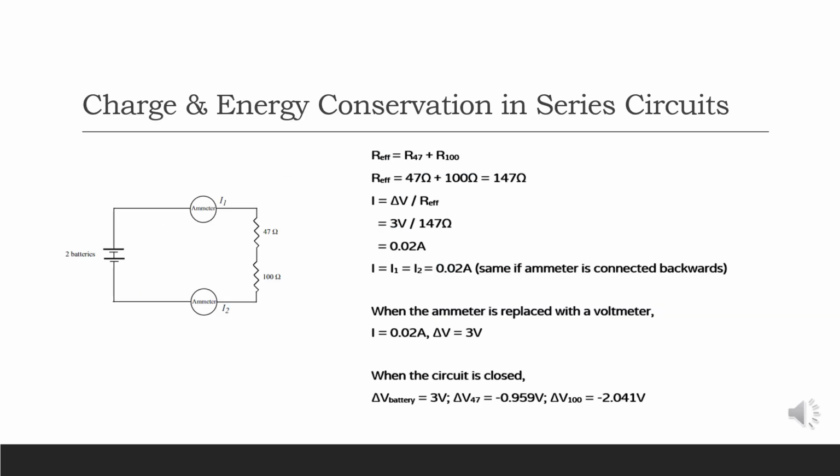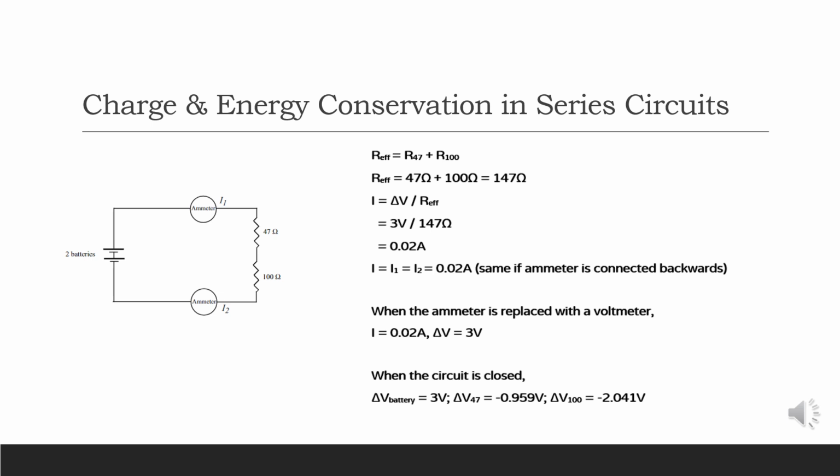So for the first part of the lab, we have a series circuit with two different resistors, two ammeters, and a battery. I found the ammeter readings to be the same for both the ammeters, and the values stayed positive even if I connected an ammeter backwards. If I replace one of the ammeters with a voltmeter, the current in the other ammeter is still the same, and the potential difference is 3 volts.